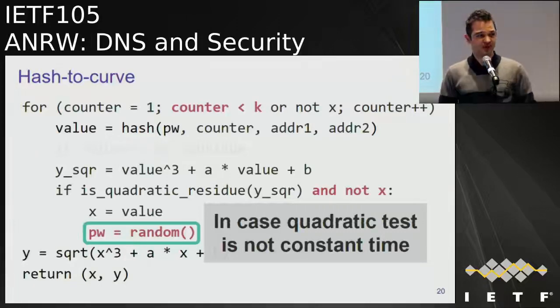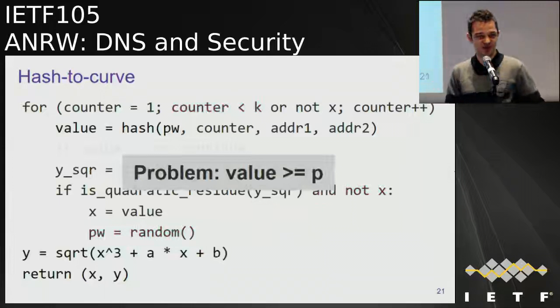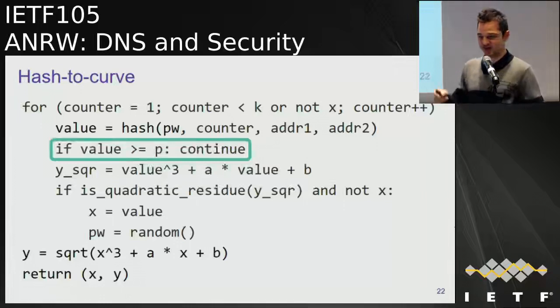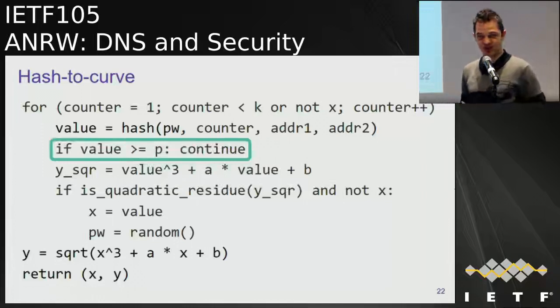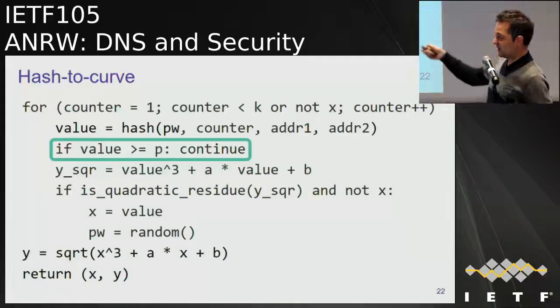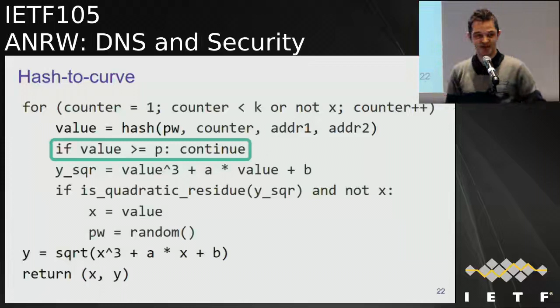Now, what is the problem here? The problem is quite similar to the mod P case. So maybe some of you can already figure it out. The problem is, again, that this hash value that we get as output can be bigger than the prime that is being used in this cryptographic group. And what was the solution here? Well, they again just say that if the value is bigger than the prime, just go to the next loop. And you can see the problem here. If this value is indeed bigger than the prime, then we don't do these quadratic residue tests, and we again get different execution times.